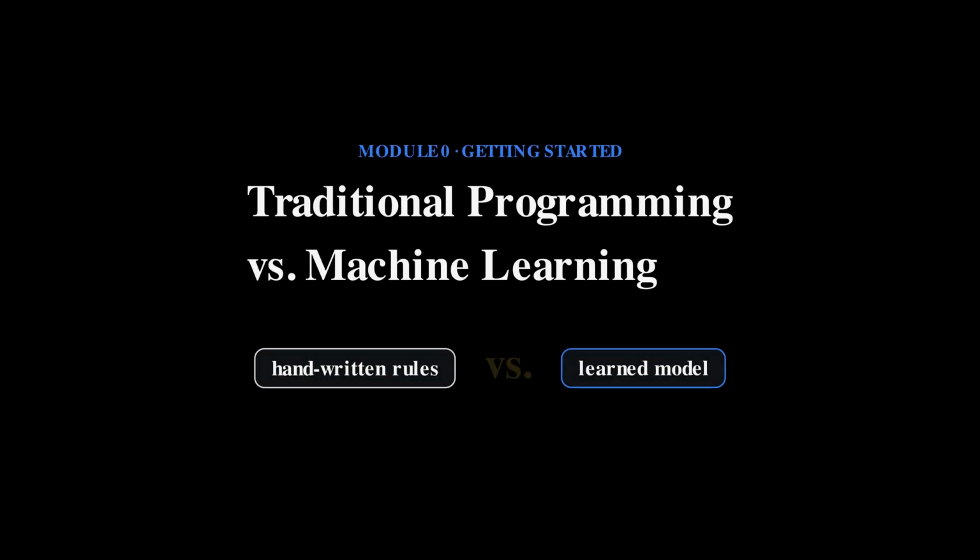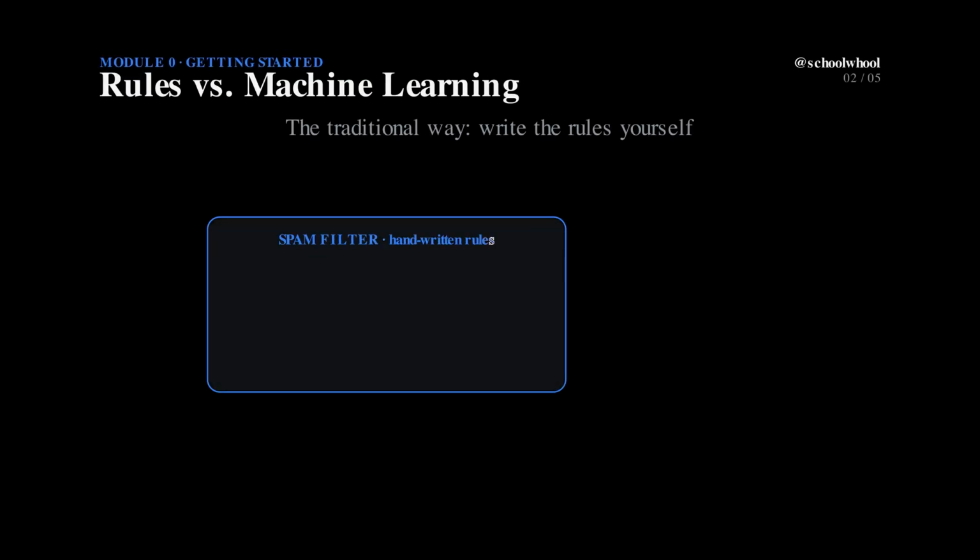There are two very different ways to get a computer to do a job. You can write the instructions yourself, or you can let the machine learn them from examples. In this lesson, we will build the same spam filter both ways, and find out exactly when each approach is the right choice. Let us start the traditional way, and write the rules ourselves.